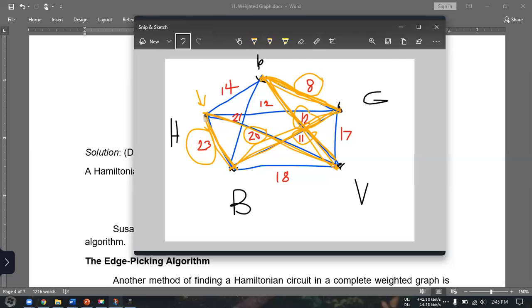I repeat. In the greedy algorithm, the starting vertex is already indicated. At first, you have your starting point. But in the edge picking algorithm, you must complete your Hamiltonian circuit first using the edge picking, and later on, once you have completed that circuit, you can identify which starting point you want to start from. In our case, we have to start from home.